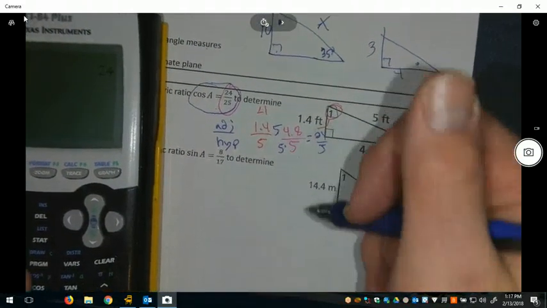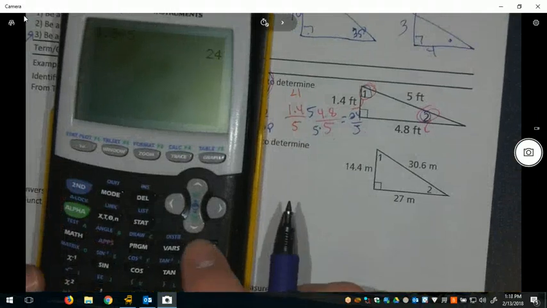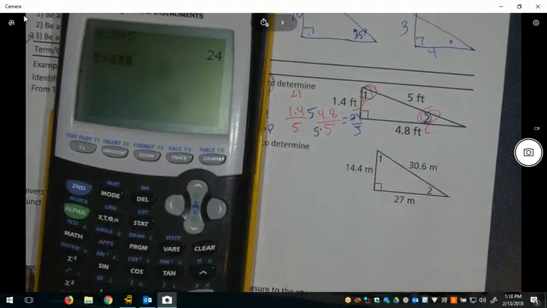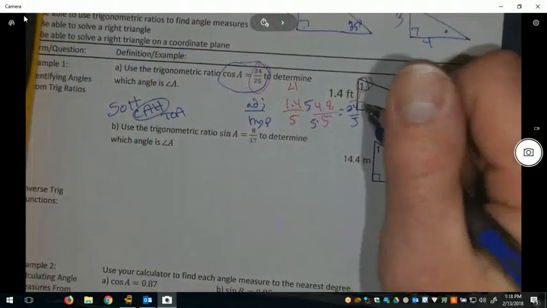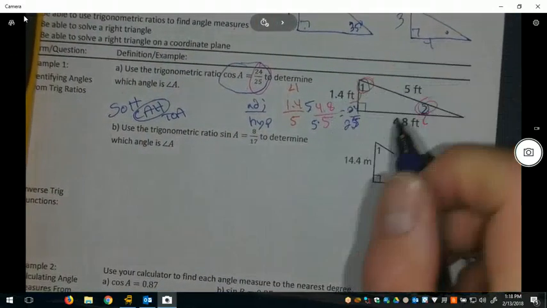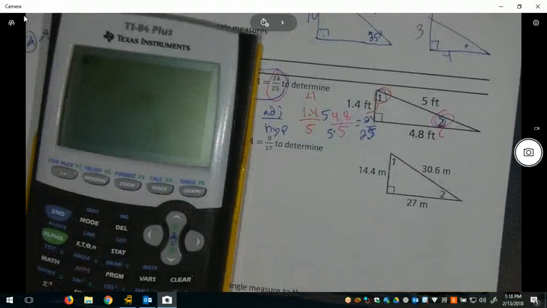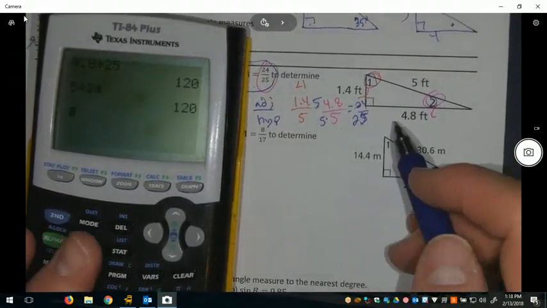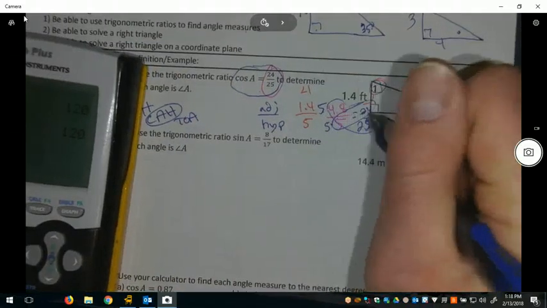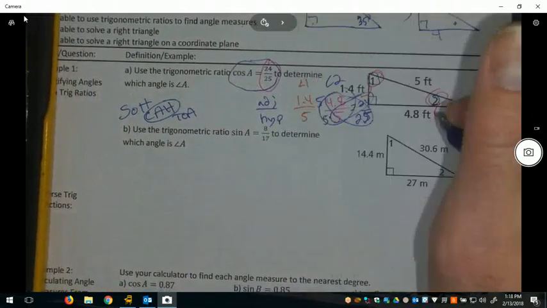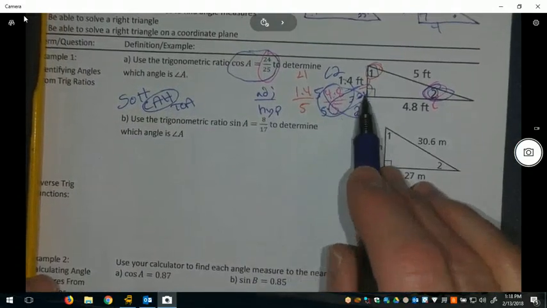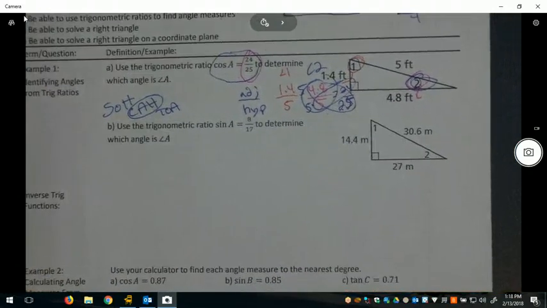I could also cross multiply and make sure that they are the same: 4.8 times 25 and 5 times 24. Both give me 120 if I do this cross product. So in fact, angle 2 is the angle that gives us the correct ratio. 4.8 over 5 is 24/25.